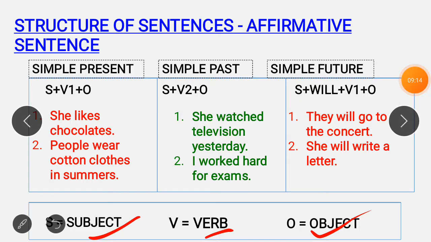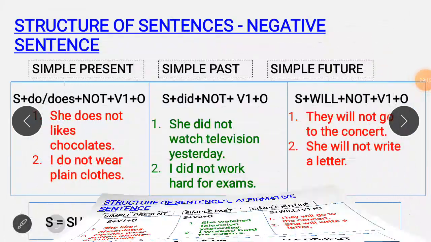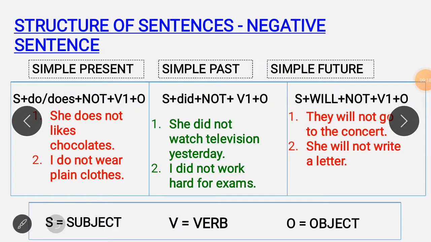Then we have our negative sentences. Negative sentences are the sentences which have not in them. So, let's see the three categories. The first one, simple present. The structure over here is subject followed by do or does plus not plus the verb, which should be in its first form, and the object.